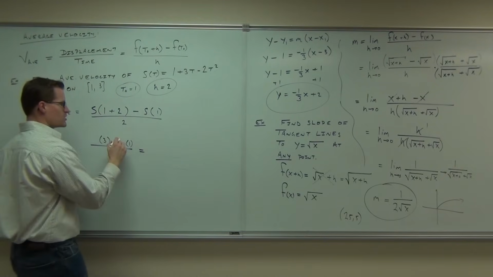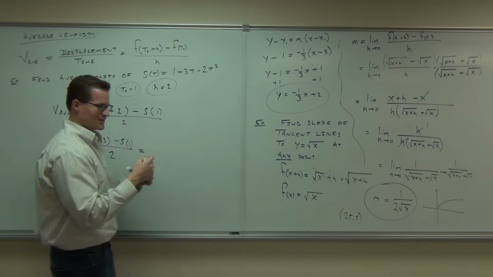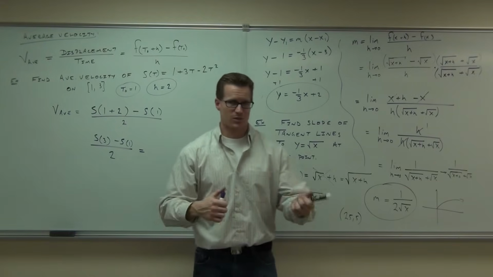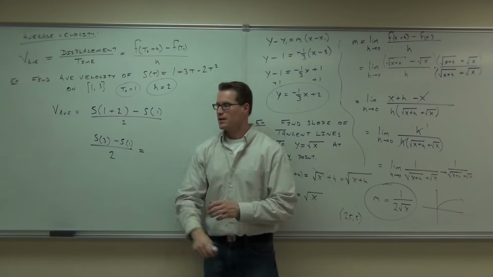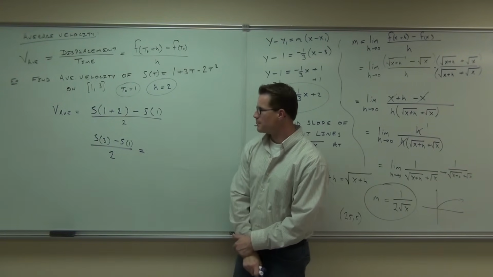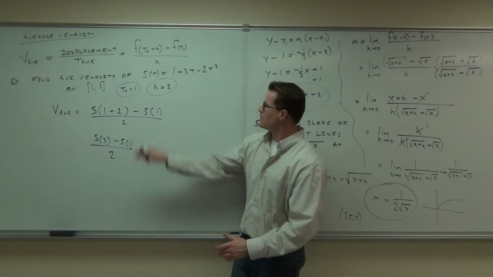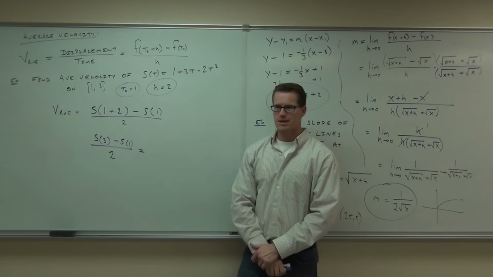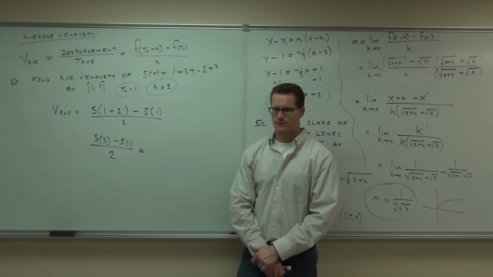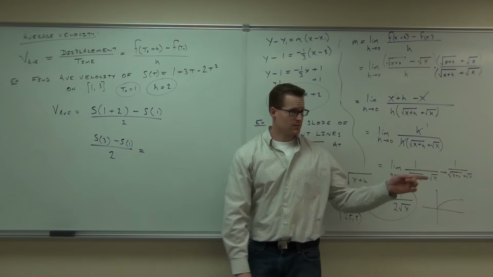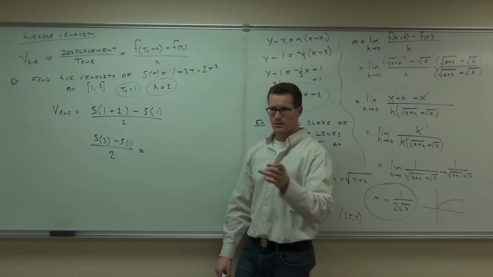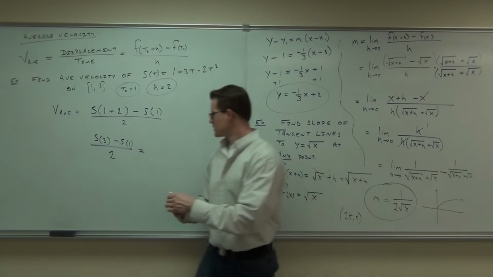But I hear from your erasures that you all did the same thing, huh? All right. That should really be s, because we're talking about a position curve. We're talking about the s function. So s of 3, s of 1. What is s of 3? Plug in 3, what do you get? Negative 8. Okay.